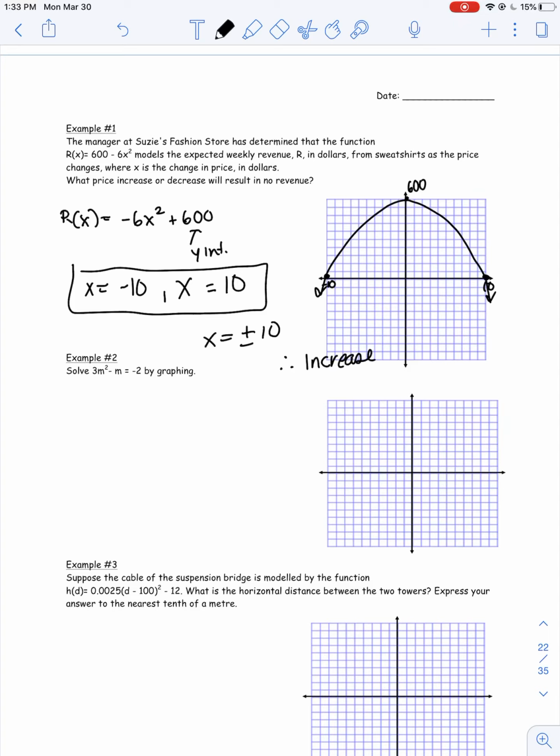So we know that we can increase the price $10, or we can decrease, that's where the negative comes from. Decrease the price by $10, so that would be -10. And that will give us 0 revenue, because what we did was we replaced our revenue with 0 in order to solve this. So R of x was replaced with 0, and this is the equation that we were actually solving for.